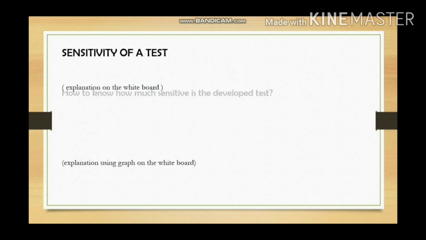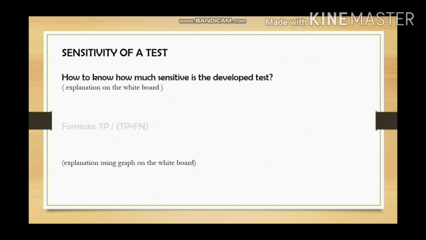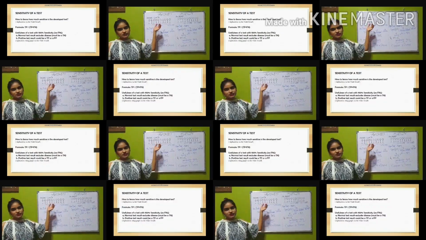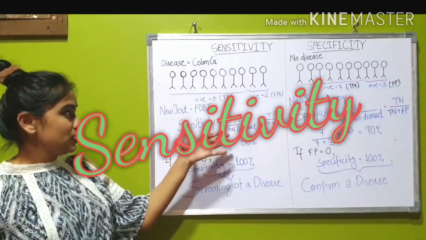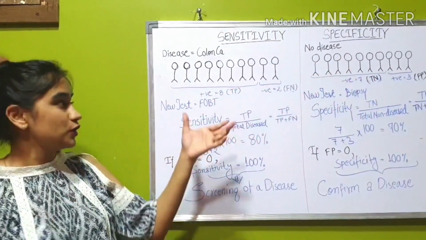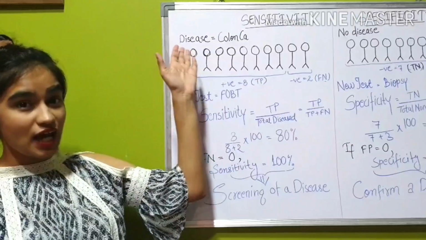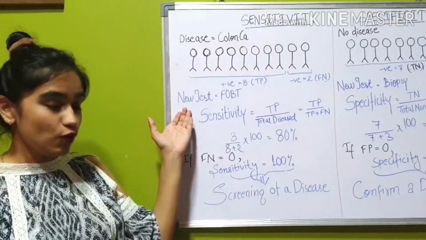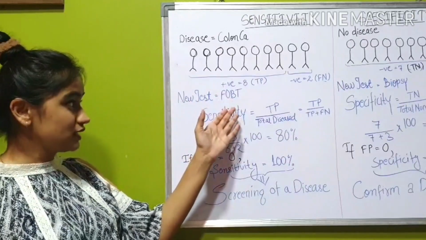The first operating characteristic of a test is sensitivity. How to know how sensitive the developed test is? Let's move towards the whiteboard to better understand this. Sensitivity of a test, we are going to take 10 individuals who already have the disease, say colon cancer. A new test developed over here is fecal occult blood test.